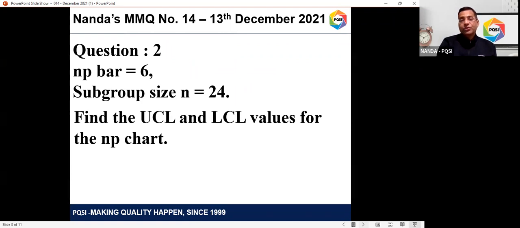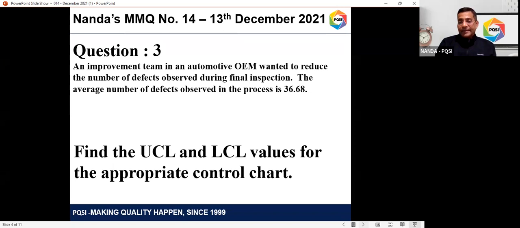Moving on to question number 3. Well, an interesting situation has been provided. An improvement team in an automotive OEM vehicle manufacturer wanted to reduce the number of defects observed during final inspection. The average number of defects observed in the process is 36.68. Find the upper control limit and the lower control limit values for the appropriate control chart.